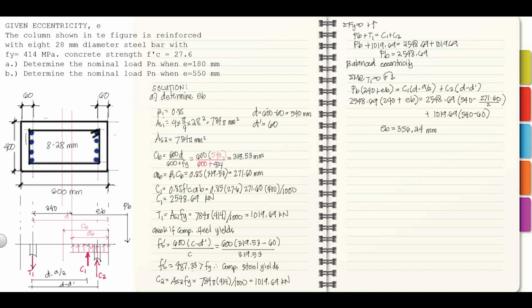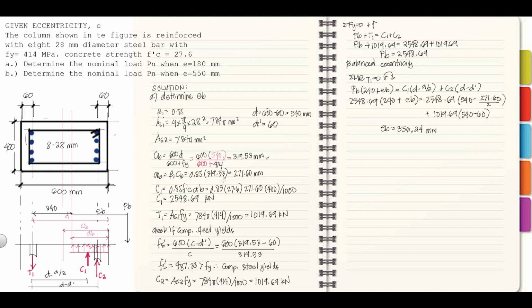And next, after solving c balance, next ulit? Yes, a balance. So, a balance is computed by multiplying beta 1 to the cb. That is 0.85 as our beta 1 because our f'c is 27.6, less than 28. So 0.85 times cb 319.53, we will have an answer of 271.16.